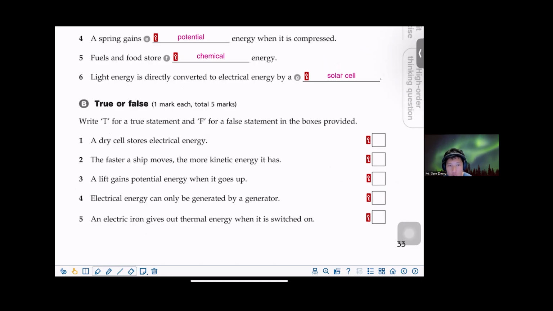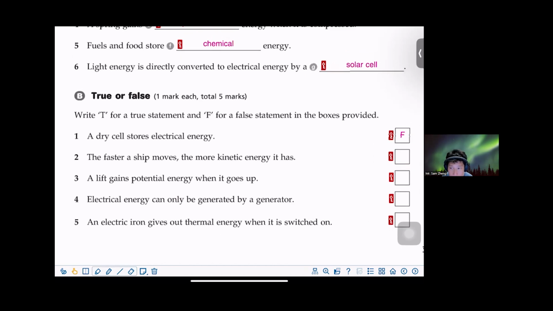Now, a dry cell stores electrical energy. So it is not storing the electrical energy, but it is storing the chemical energy. Once the dry cell is connected to the wire, in this case, it will supply the electrical energy. So it is somehow different. The faster the ship moves, the more kinetic energy it has. So yes, it is, okay.